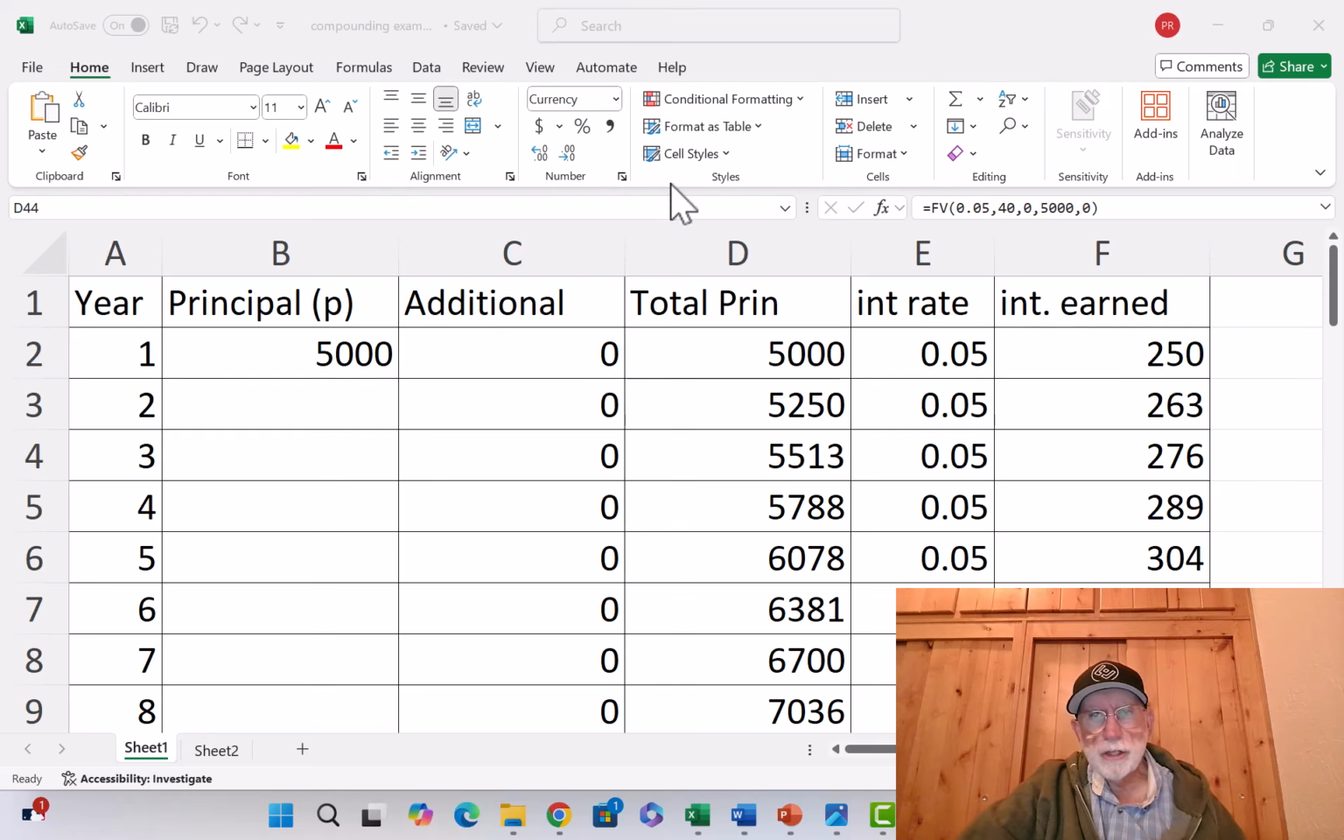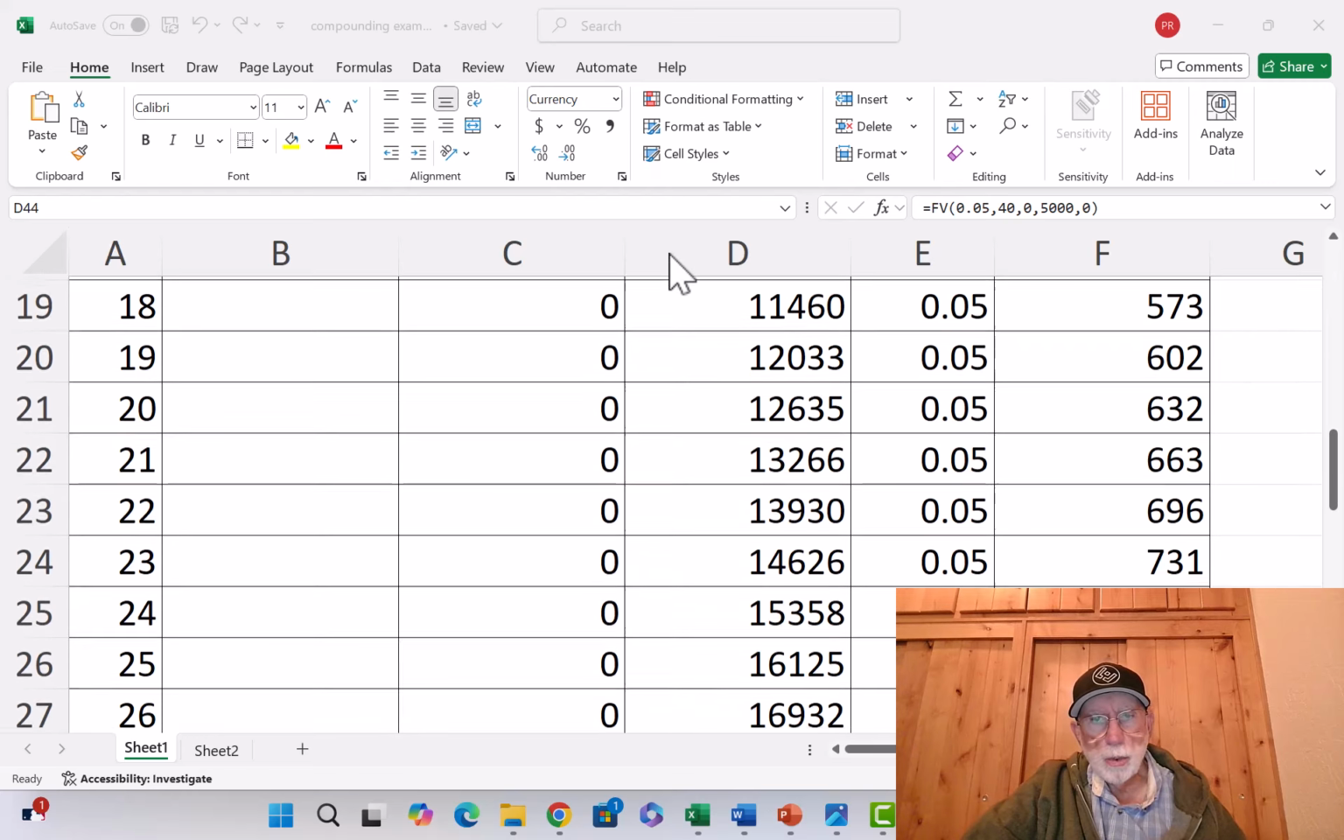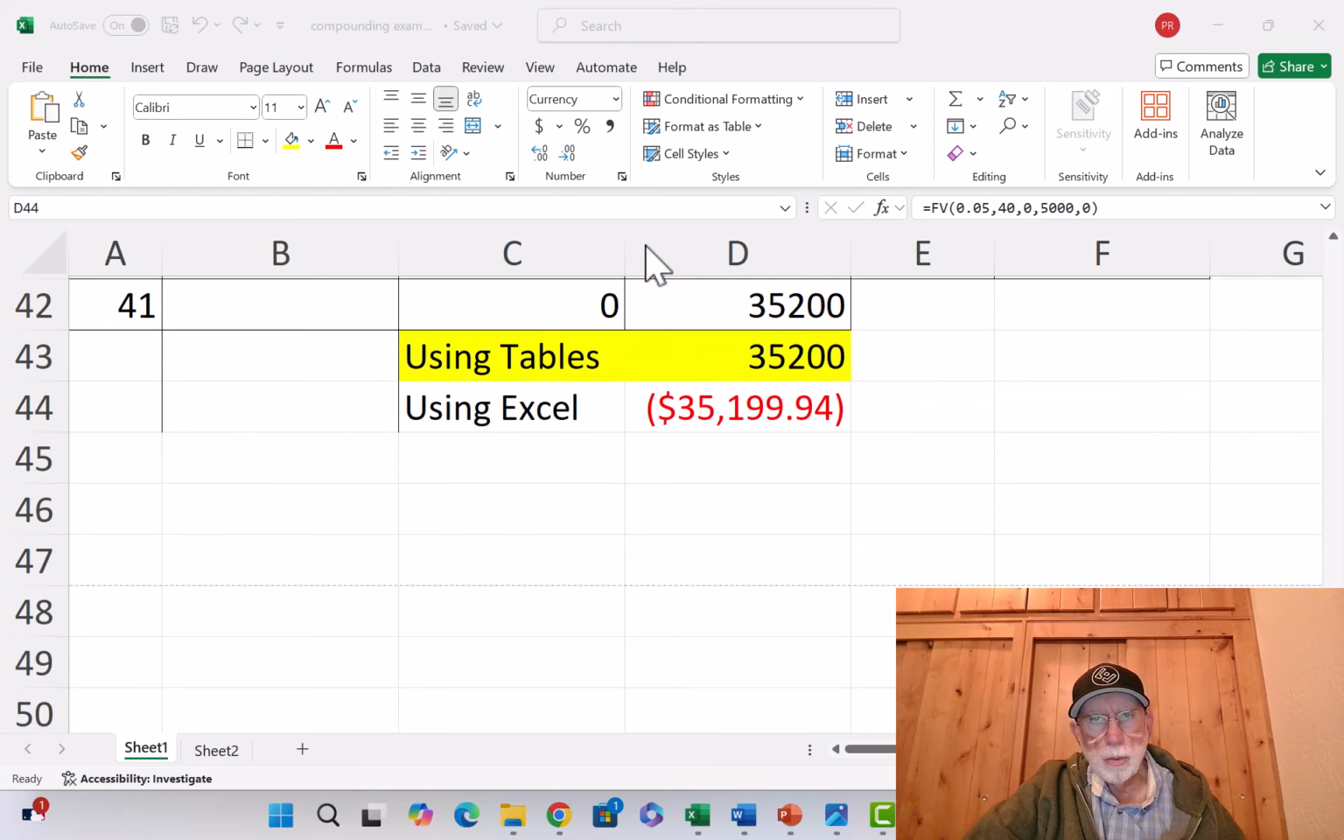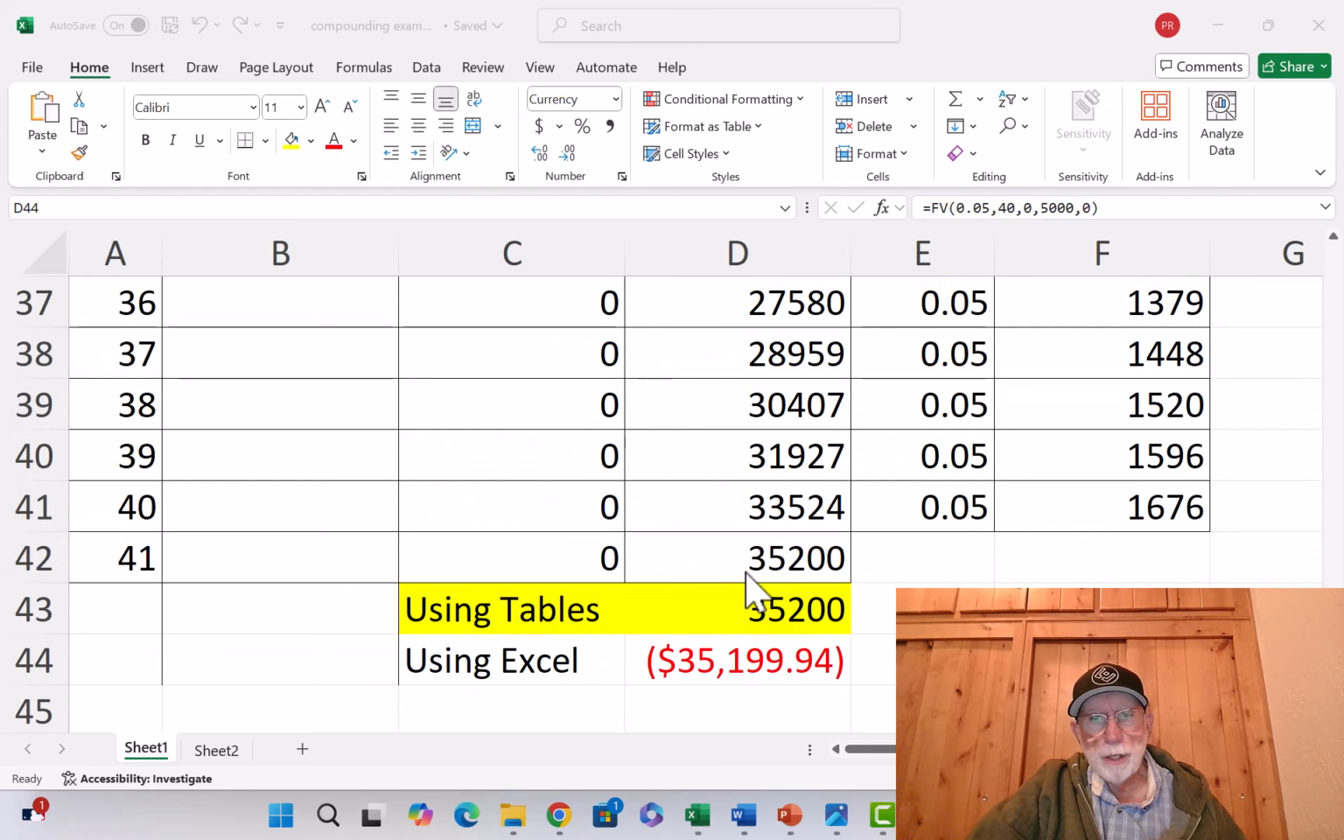So we're back to the Excel spreadsheet where in class we used this to show what the amount would be accumulated with compounding over 40 years. The $5,000 becomes $35,200.